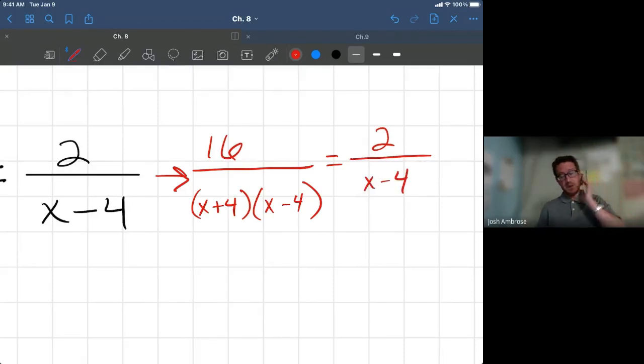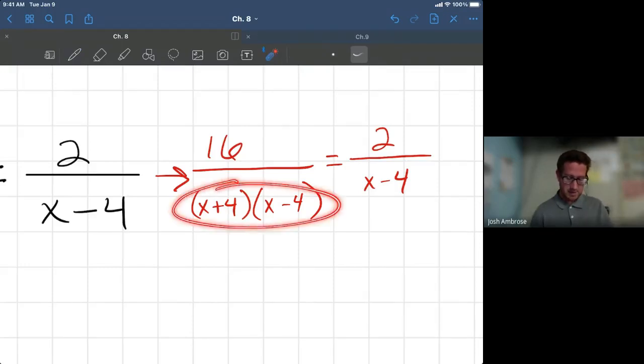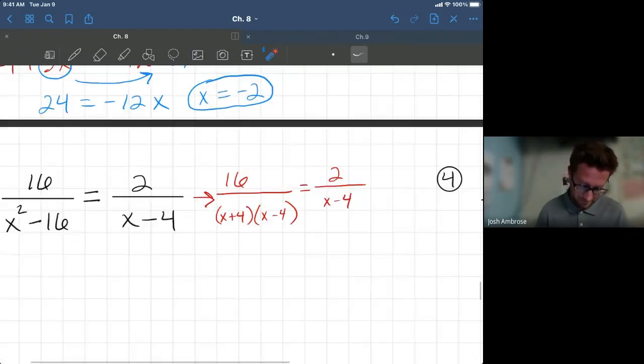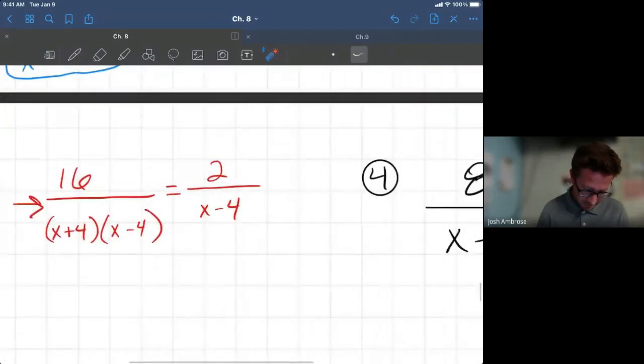Okay, so right here, we could multiply both sides by that common denominator. And in this case, what is our common denominator? It's actually this entire denominator. Both sides already possess the x minus 4's, right? This side, on the other hand, does not possess the x plus 4. So I'm going to multiply both sides by the x plus 4, x minus 4, and you are going to see that's still going to cross everything out. Okay, so let's go ahead and do that.